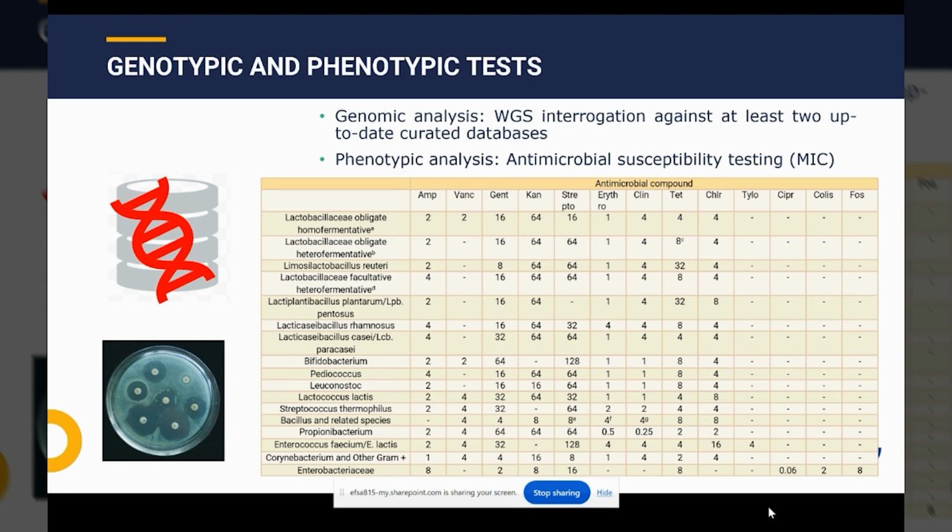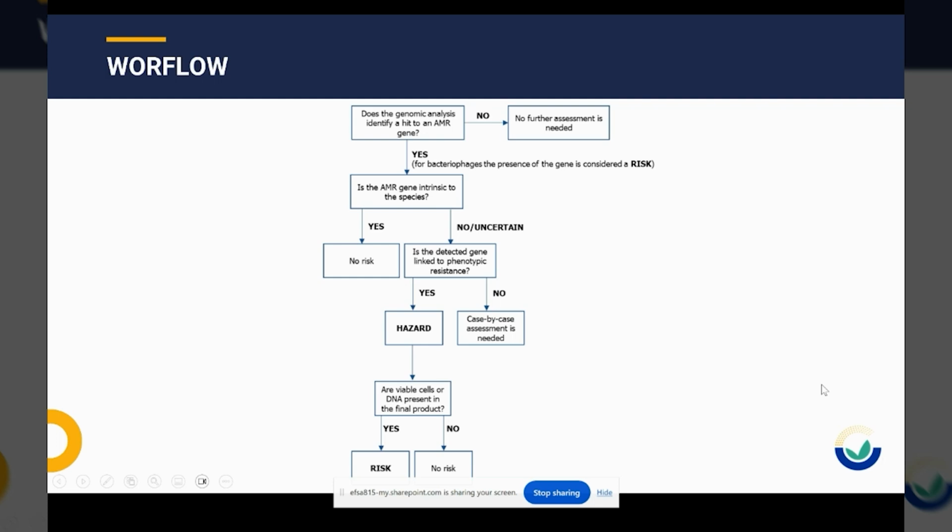gene found. The phenotypic analysis consists of an antimicrobial susceptibility test, in which the strain is challenged against the different antibiotics in serial dilutions until the minimum inhibitory concentration is found, and this is crossed against a set of cutoff values of MICs for different types of bacteria, which are provided in the guidance. The strain will be resistant if its MIC is equal or higher than the cutoff value of the corresponding species or group of bacteria.